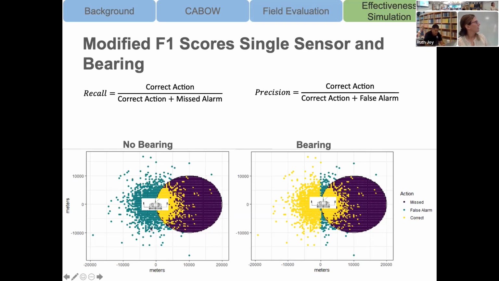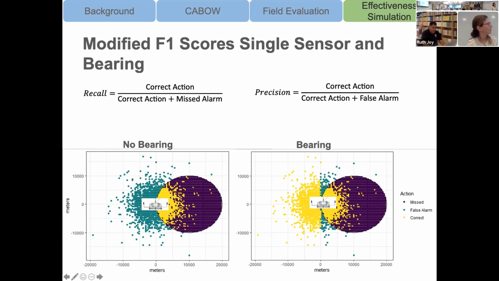So this is just a little simulation of a cabal system on an exclusion zone. The purple is the exclusion zone, and green is calls that would have triggered a false alarm, like, oh no, you have to shut down or stop work or whatnot. And this is a system without bearing. So everything outside of the exclusion zone that it detected, the equivalent of a single sensor hydrophone, would have caused a false shutdown, and then all of the yellow is correct.